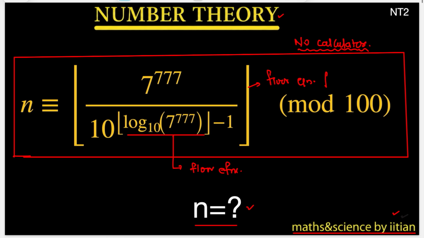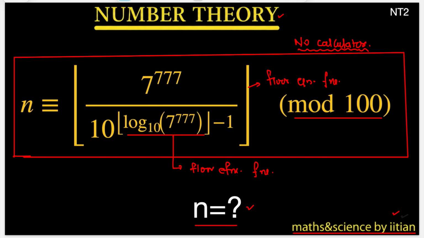Both are floor functions, though they have different meanings here. With mod 100, we get the last two digits. Try to understand what this floor function denotes. Put it in the comments column.